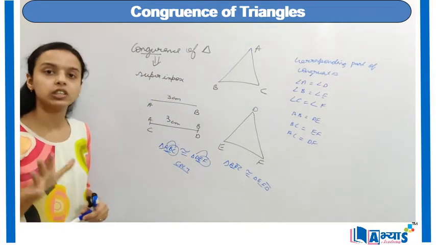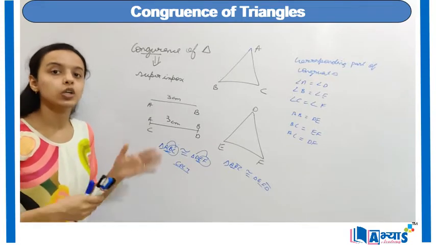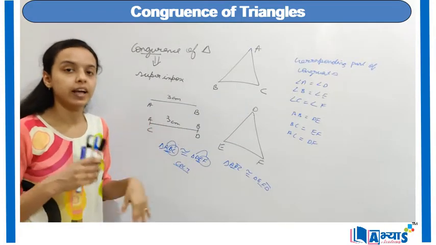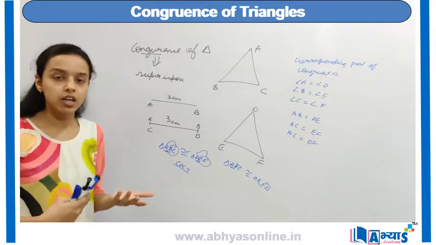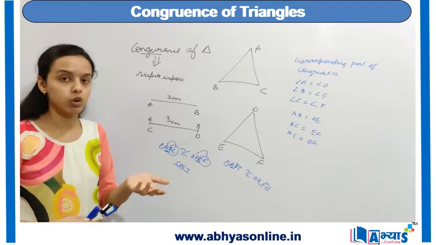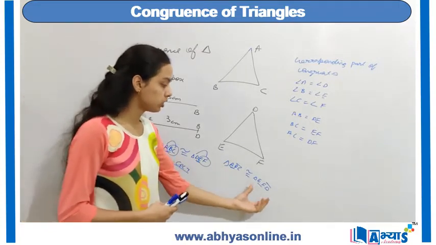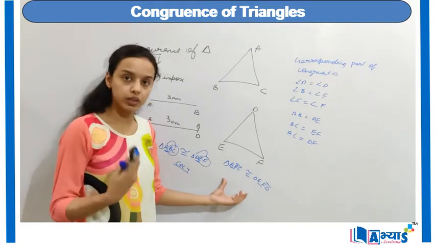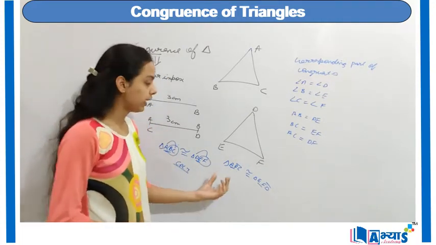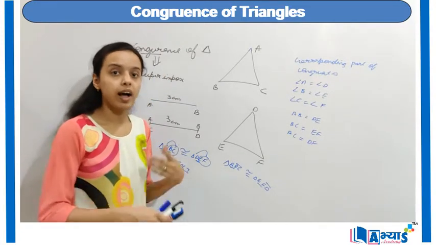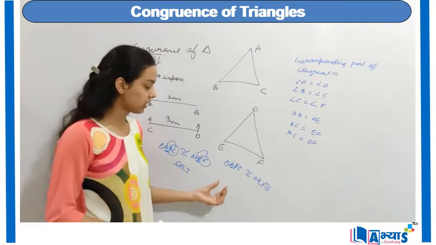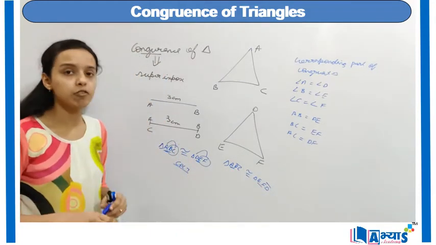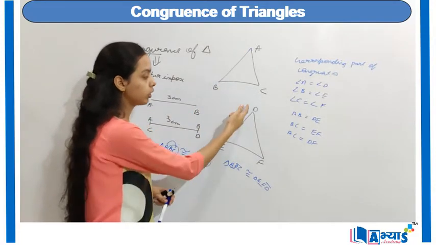Whenever you are mentioning the corresponding parts of congruent triangles, you have to first prove that these two triangles are congruent, and there are various theorems for that. We have made a video on each of the theorems. You can also see that video. But when you mention that these two are congruent triangles, you have to clearly mention all the corresponding parts also. Otherwise it can also become various combinations like ACB is equal to DEF or any other way. So you clearly have to mention that ABC is congruent to DEF.